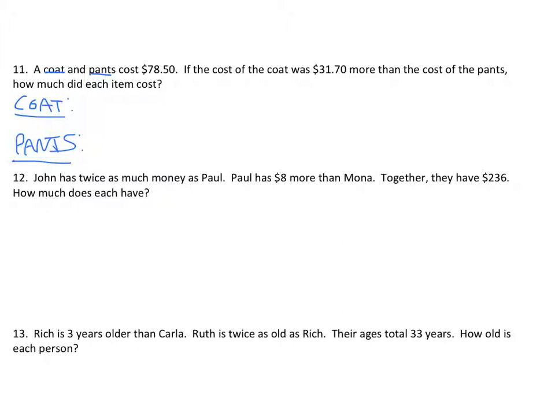Well, I'm going to get that in the second sentence, saying if the cost of the coat was $31.70 more than the cost of the pants, pants is listed second. I don't know anything about the pants, so that's x. Now, keyword here is more than, so I know I'm going to add. So it's saying the coat is $31.70 more than the pants. Well, if the pants is x, the coat is x plus $31.70. So these are the expressions for the coat and pants in terms of money.